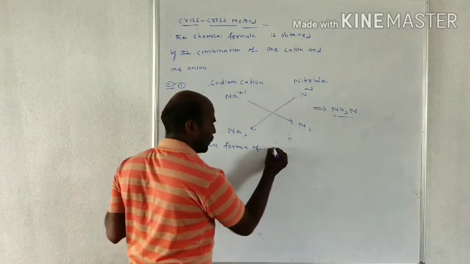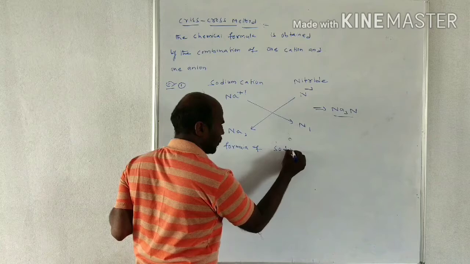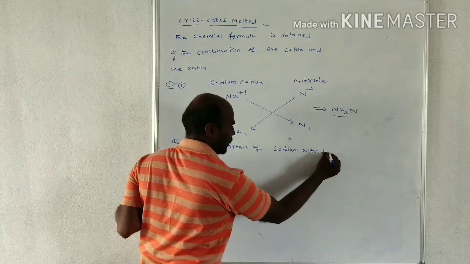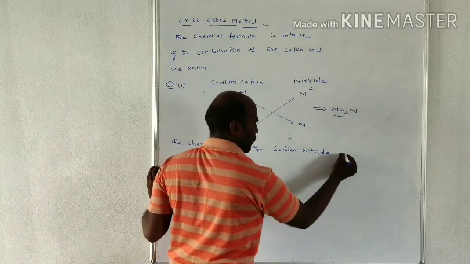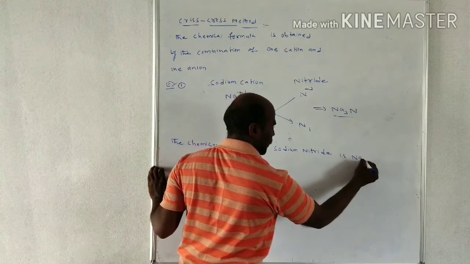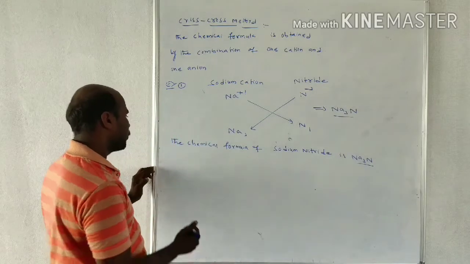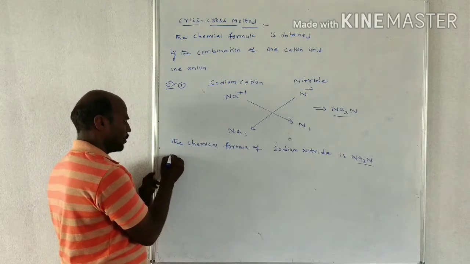Na3N. So the chemical formula of sodium nitride is Na3N. So we can take one more example for the compounds.